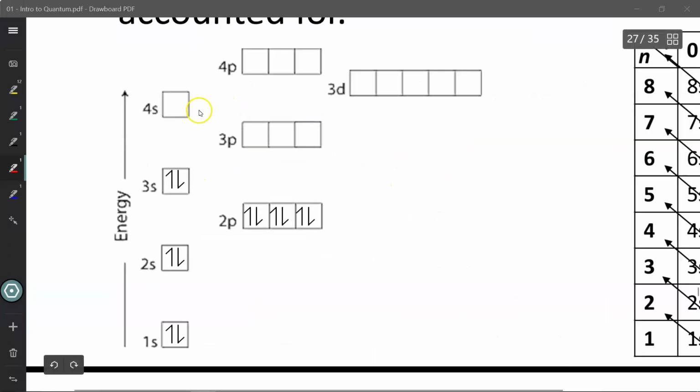So if you recall, s orbitals and d orbitals are very similar in energy, with the d orbital only slightly higher in energy than the s orbital. This makes it easier for an electron in the 4s orbital to be promoted into the 3d orbital. Now, why would they do this?